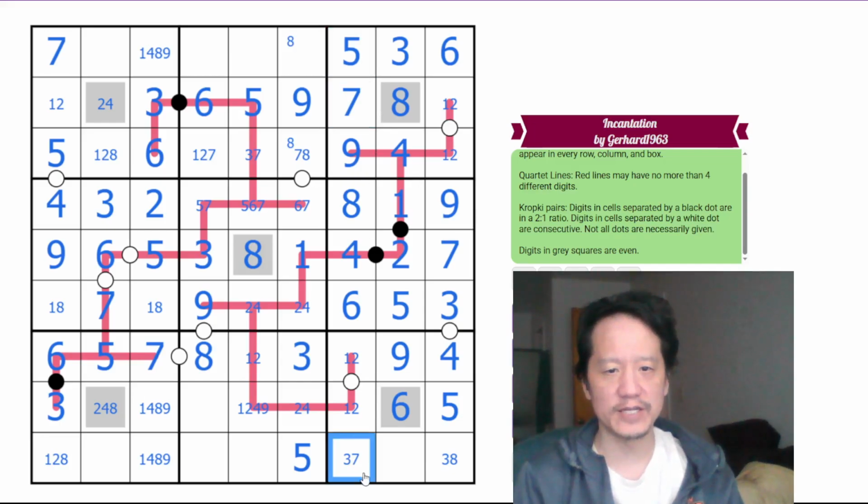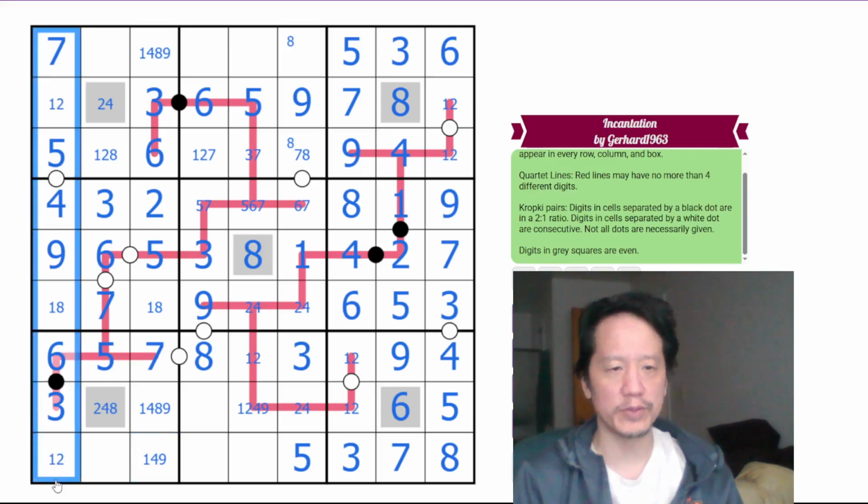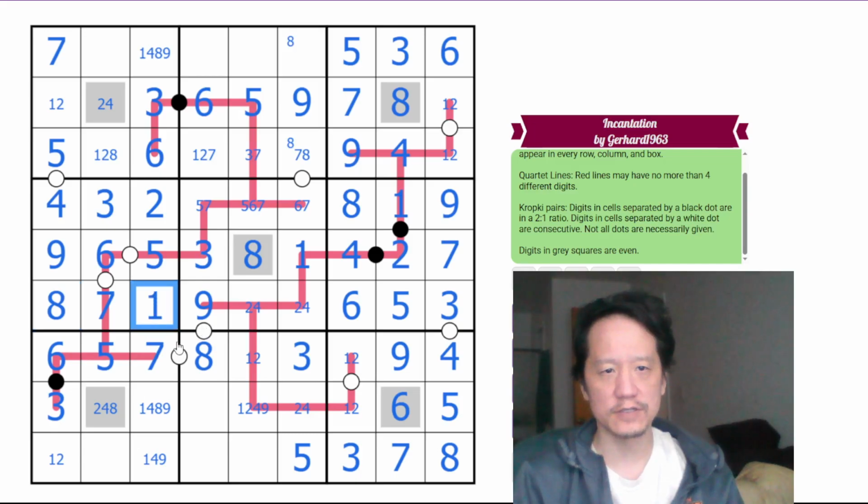This 7 eliminates that 7, so this is 3, this is 8, and this is 7 left. This cannot be 8. This cannot be 8. We have a 1, 2, 1, 2 pair in column 1, which eliminates 1 and 2 from the rest of the column. Therefore, this is 8. This is 1. These cannot be 1 anymore, and this can't be 1.